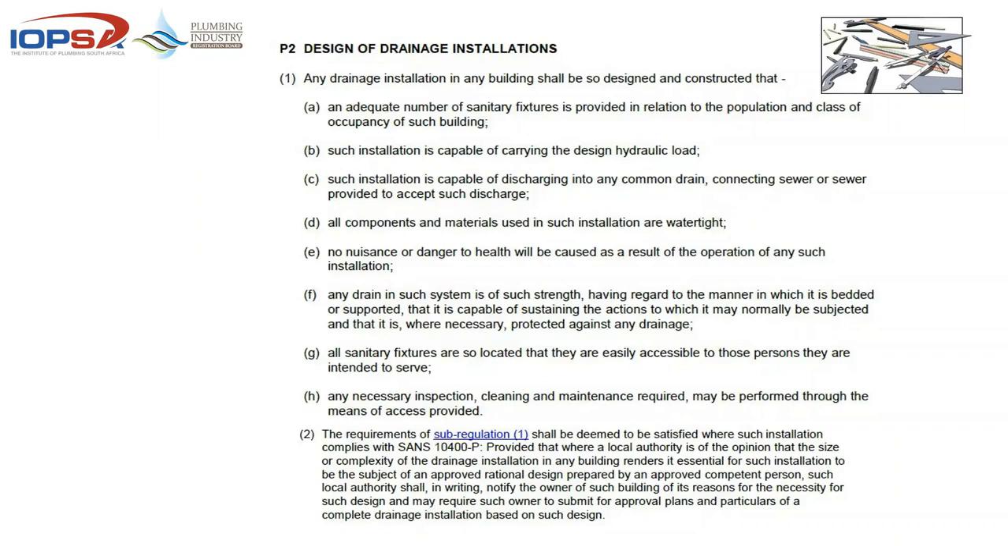Then, the ever-ongoing argument between architect and plumber, or designer and builder, developer. P2 says the drainage installation in any building shall be designed and constructed so that there is an adequate number of fixtures. In other words, we have enough fixtures and terminal fittings to provide for that population and class. Such an installation is capable of carrying the design load. It's capable of discharging into any common drain, connecting sewer or sewer provided to accept that discharge. All components and materials shall be watertight.